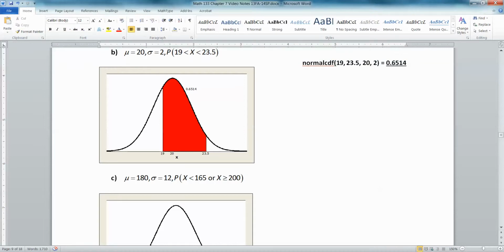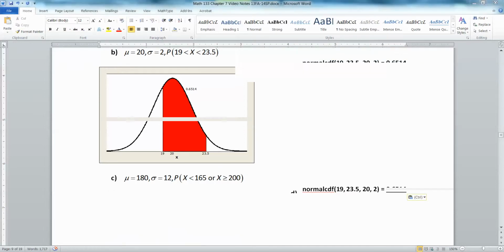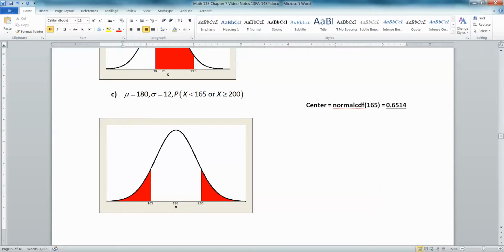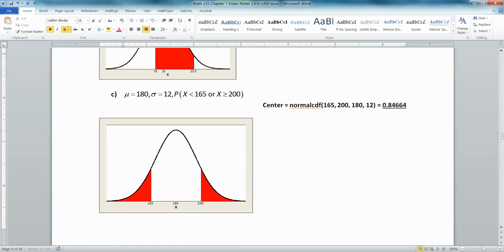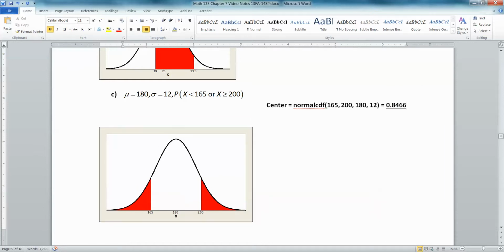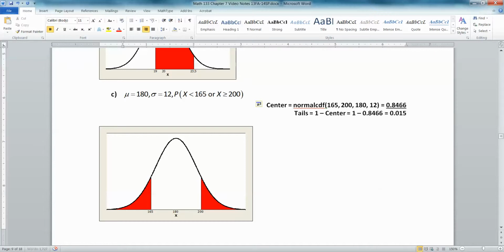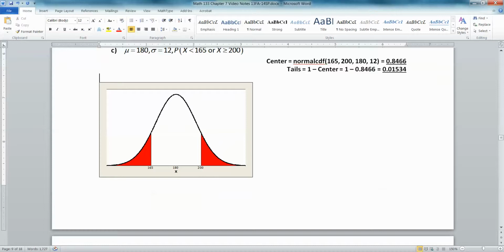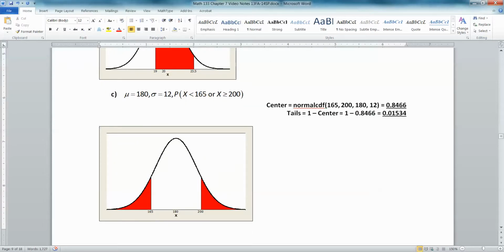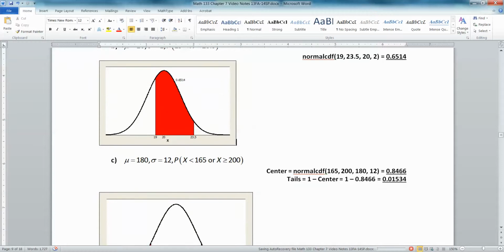All right, so let me type that up. So we're finding the center. Let me write that in. The center is normal CDF 165, 200, 180, 12, and that came out to be 0.8466. And then we'll take it away from 1 for the tails. So the tails is 1 minus the center, which is 1 minus 0.8466, which is 0.1534. Alrighty, that's how to use the calculator to do normal CDF for a whole bunch of different things. Tails, center, the whole gamut.